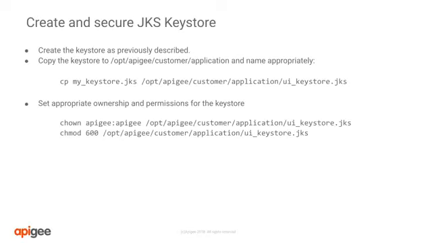First, we again create and secure our JKS key store as previously described. The key store should then be copied to the customer application directory. Since there may be more than a single key store here, naming it appropriately can be extremely helpful. Here we've called it UI key store, making its use fairly obvious. Finally, we set the appropriate permissions.